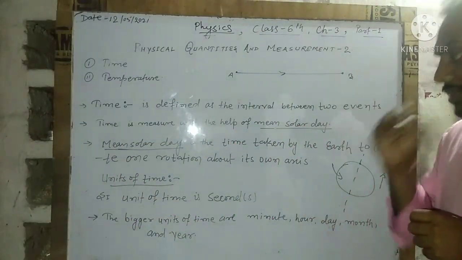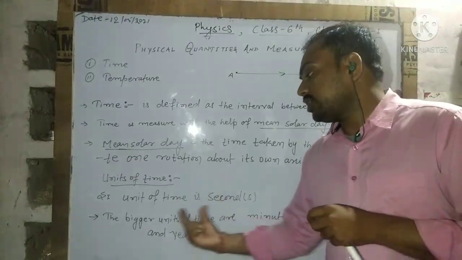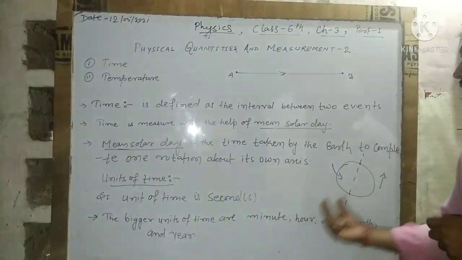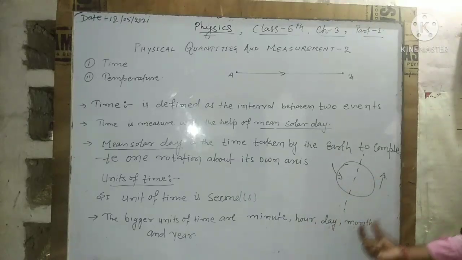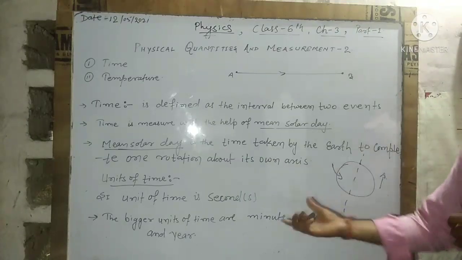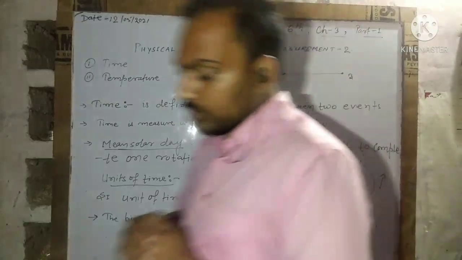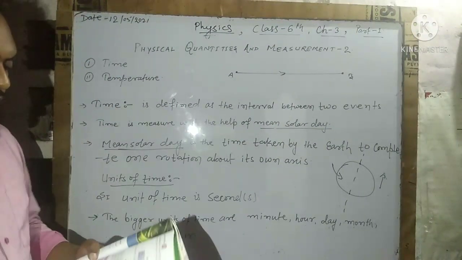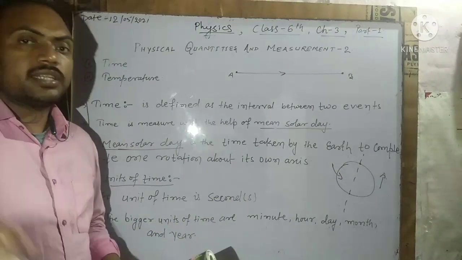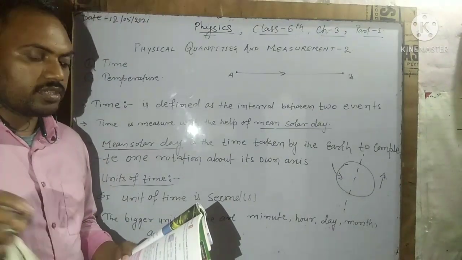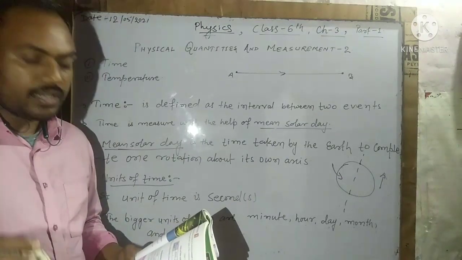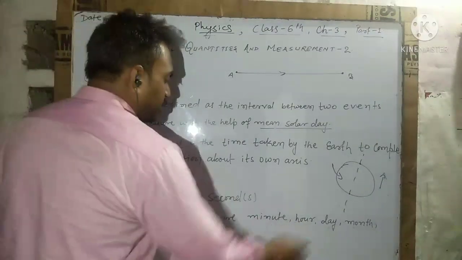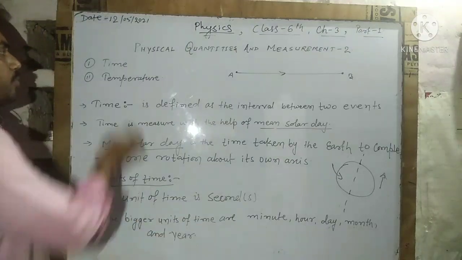This means that the smallest unit of time is second, then minute, then hour, then day, then month, and then year. Now come to the point to have a relation between these time units from smaller to bigger.